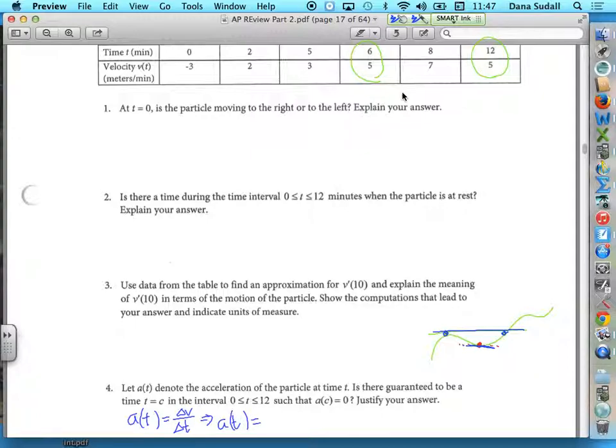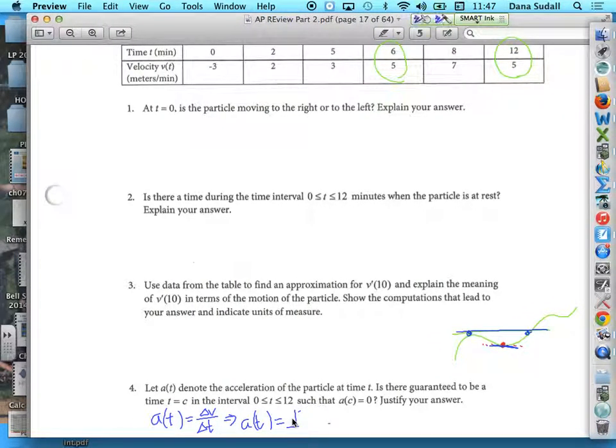So my change in velocity would be 12 minus 6 over my, 5 minus 5. Oops. Weird things happen. Here we go. So it would be my change in my velocity, which would be 5 minus 5, over my change in time, which is 12 minus 6, so you get 0 over 6, which is 0.